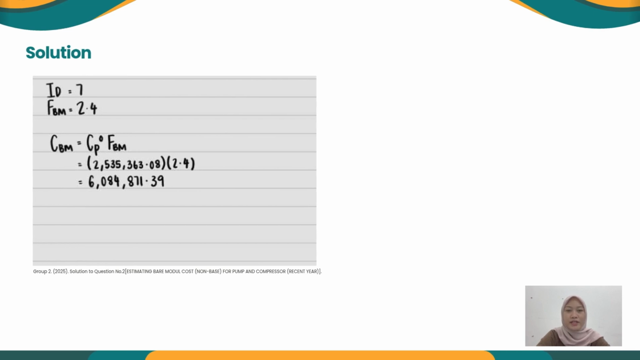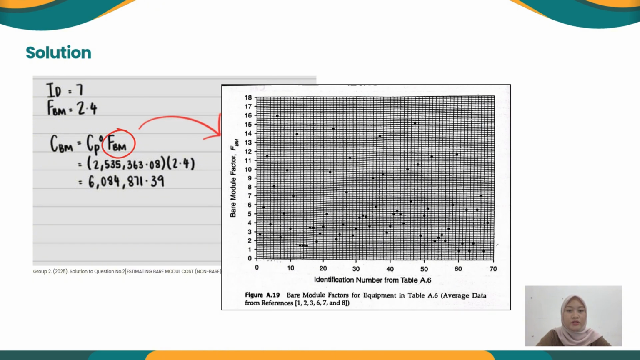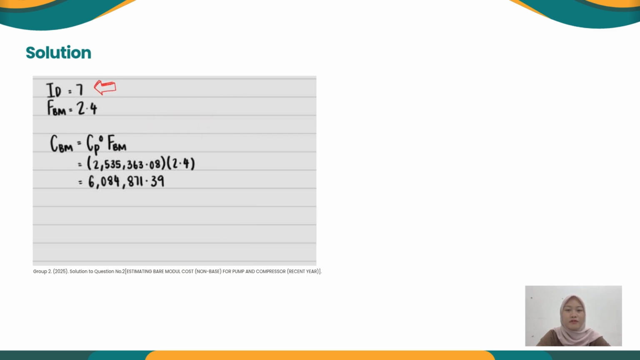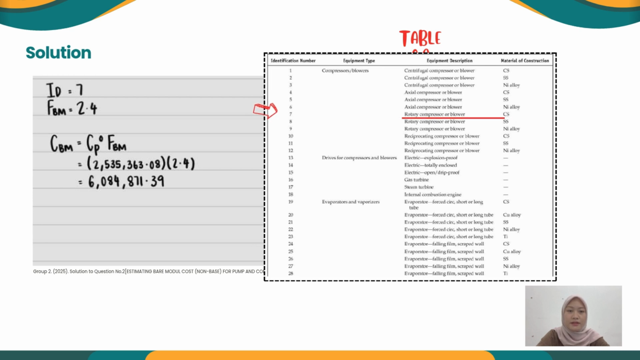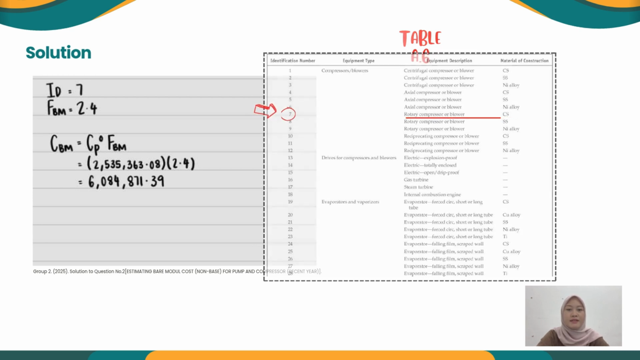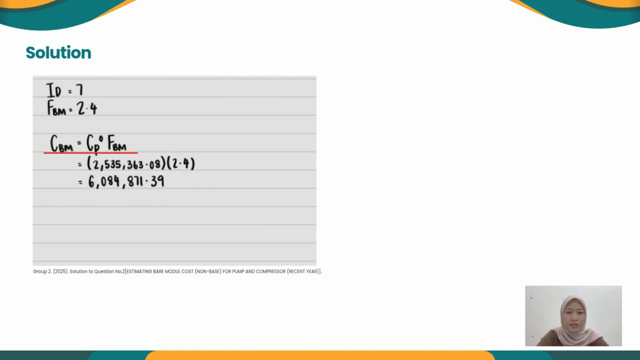Next, we need to find the bare module factor FBM. The FBM value can be found by referring to the graph on page 30 in the handbook. But before that, we need to identify the identification number from table A.6. From the table, the identification number for rotary compressor of carbon steel material is 7. The CBM value is equal to CP0 times with bare module factor. From the calculation, we get $6,084,871.39.